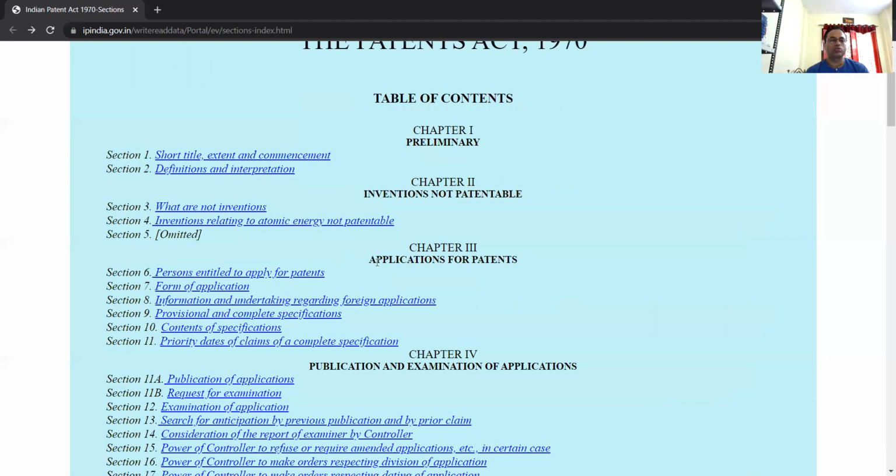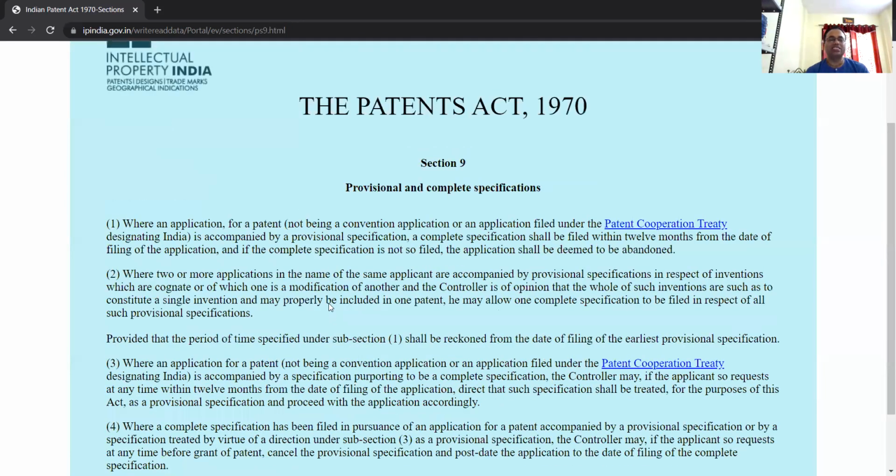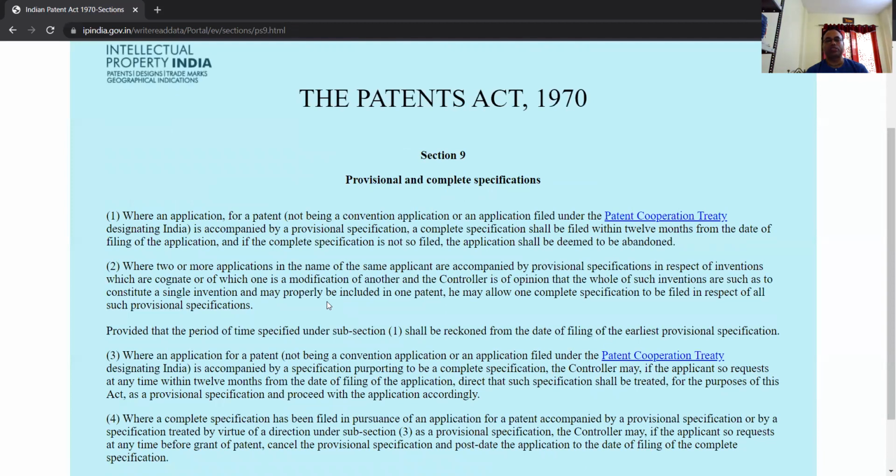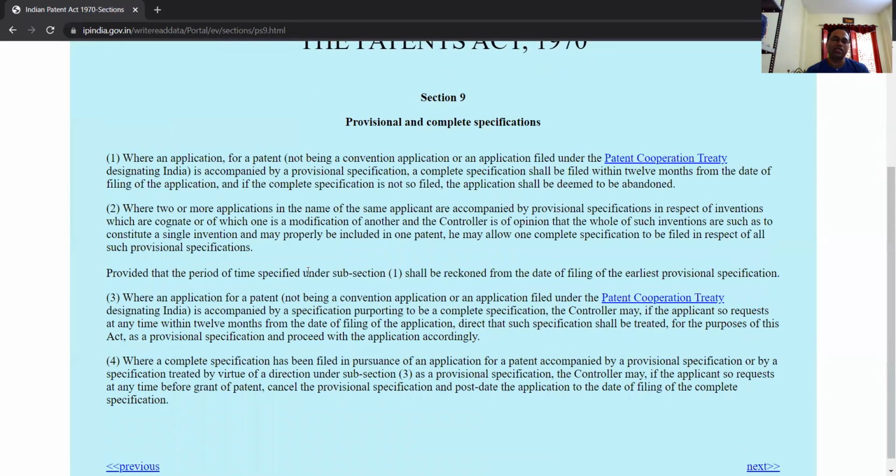Okay, so we'll move to Section 9. Section 9 is regarding provisional and complete specification. As we saw in Section 7, an application has to be filed with Form 1 and Form 2. Form 1 is the right to make the application, and Form 2 is where the provisional and/or complete specification is mentioned. So what are these provisional and complete specifications? These are mentioned in Section 9.